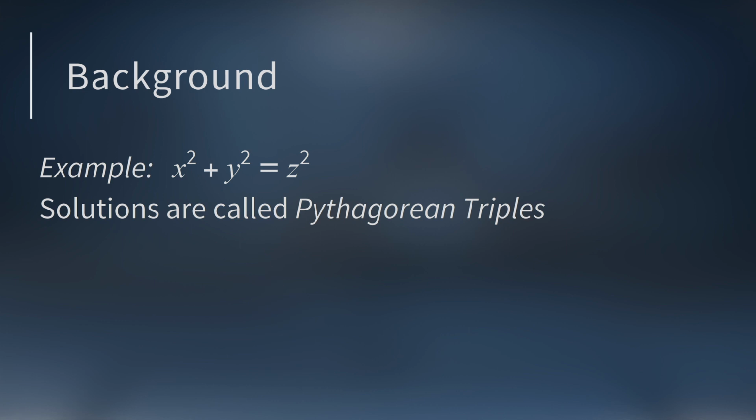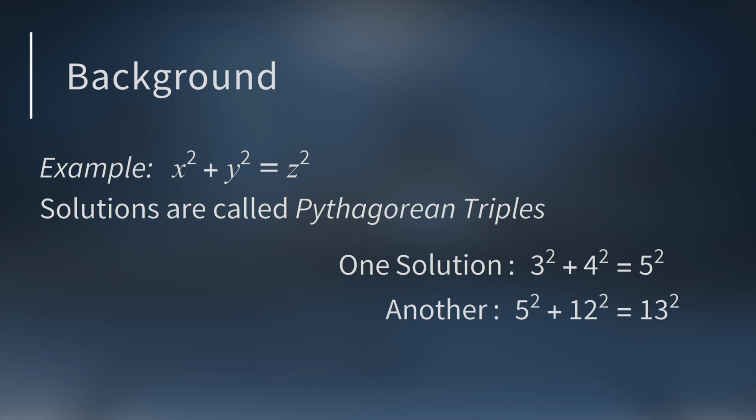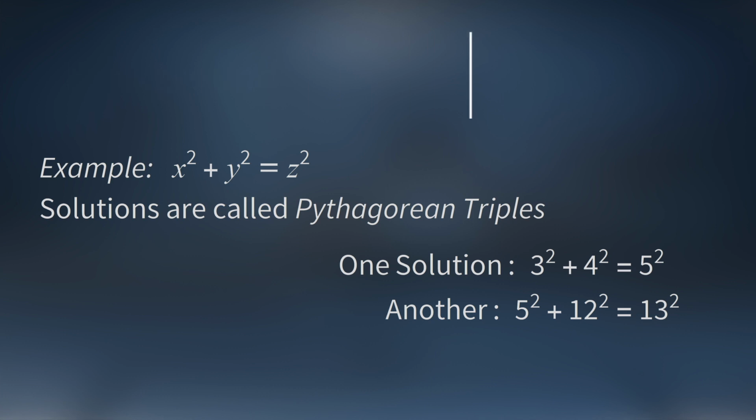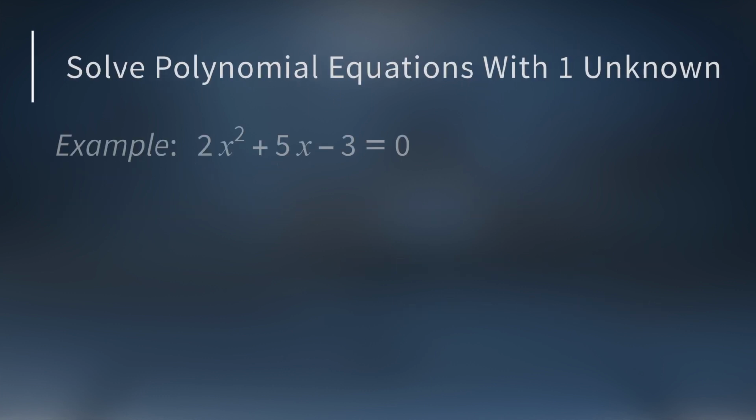There are infinitely many integer solutions to this equation. One well-known solution is 3, 4, 5. Another is 5, 12, and 13. But today we're going to focus on polynomial equations with a single unknown. For example, 2x squared plus 5x minus 3 equals 0.